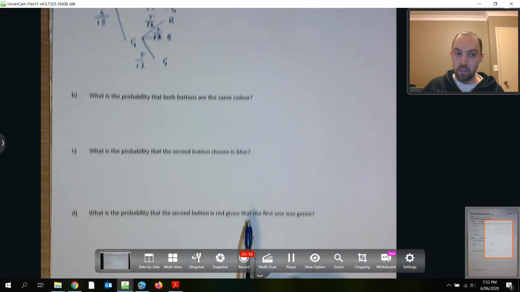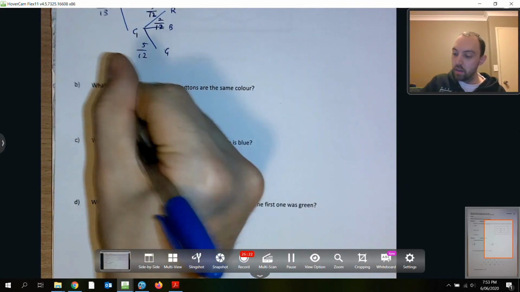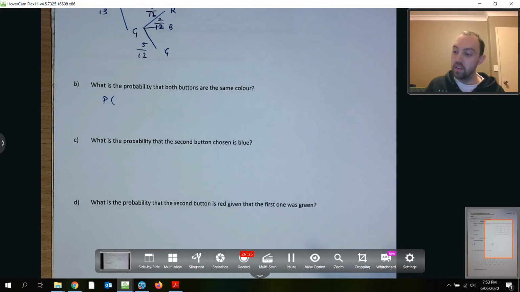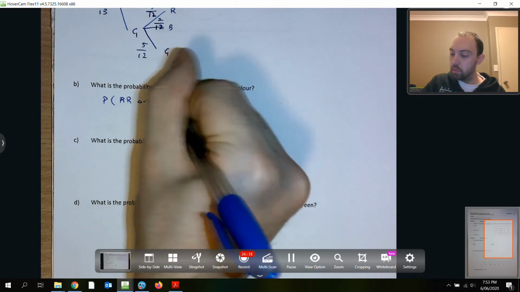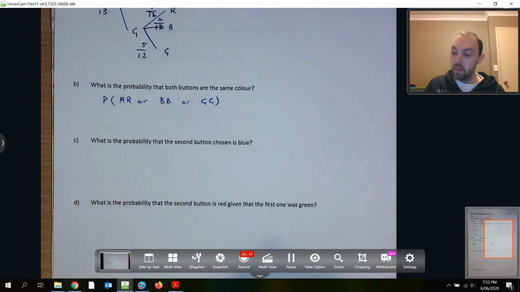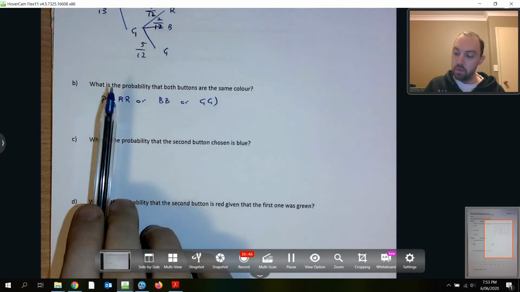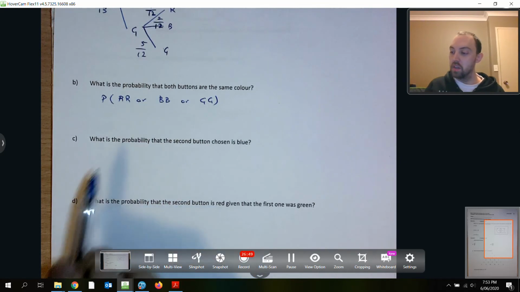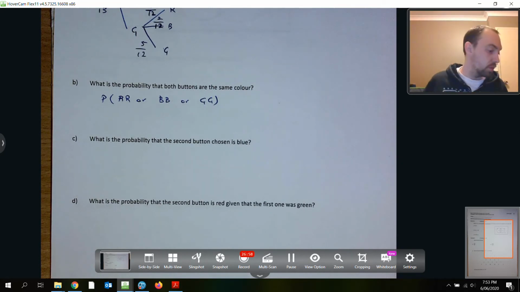which is important for these questions because part B, what is the probability that both buttons are the same color? Now, there are several ways that I can get the same color button. I can get red, red, or blue, blue, or green, green. Now, with tree diagrams, it's important that they're mutually exclusive. Otherwise, there's no crossover between the red, red and the blue, blue, so I don't have to do the addition rule where I take the probability of both of them happening at the same time, which we've seen earlier in, which question was it?